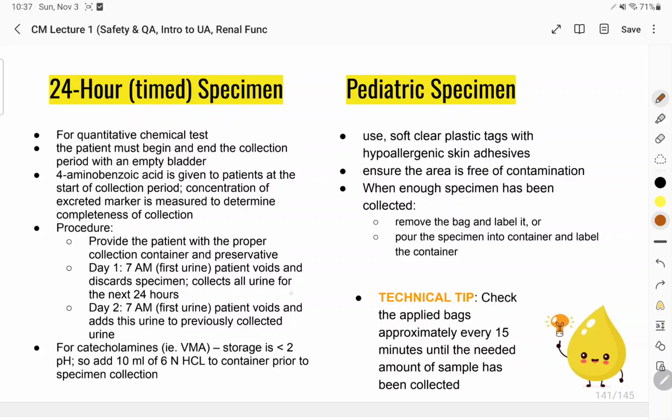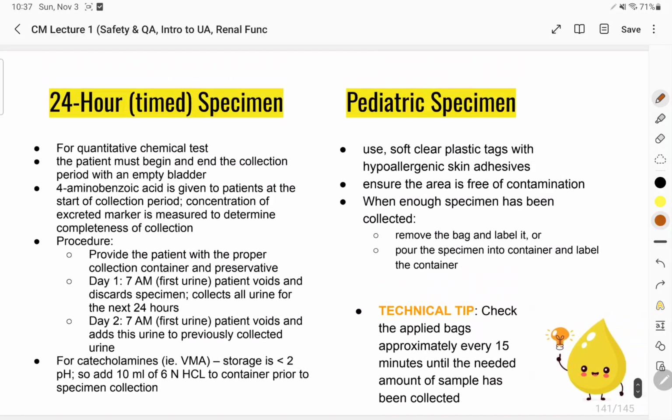Day 2, 7 a.m. First urine: the patient voids and adds this urine to the previously collected urine. Okay? For catecholamines, pwede po siya.